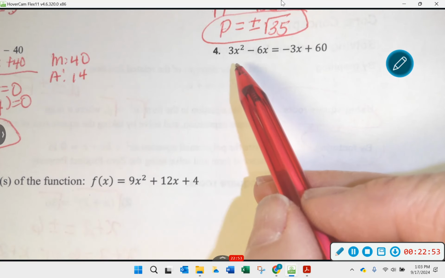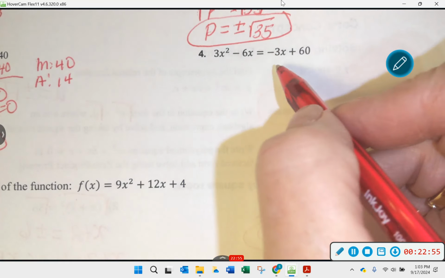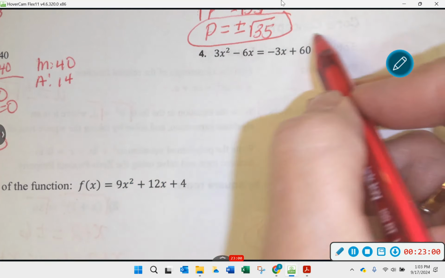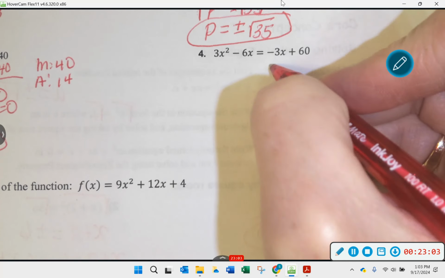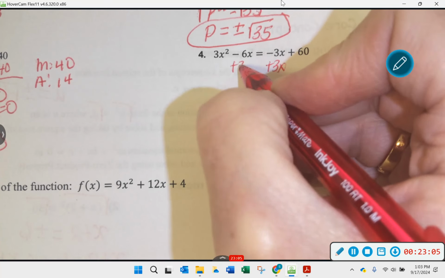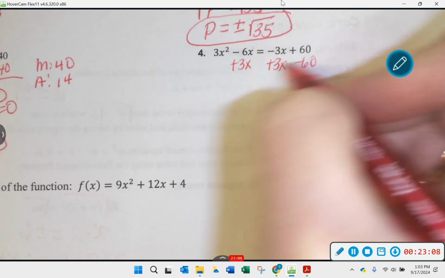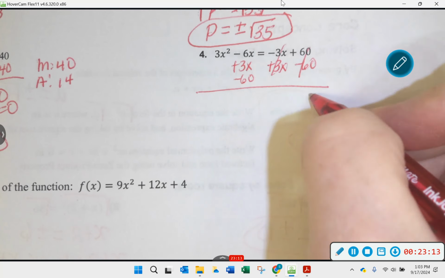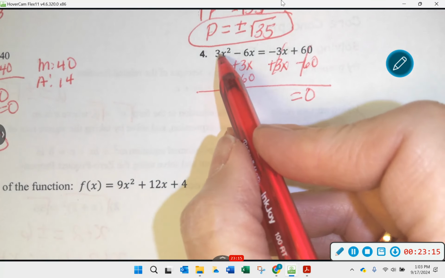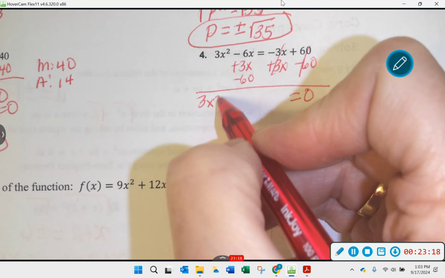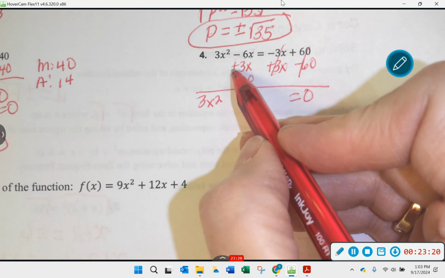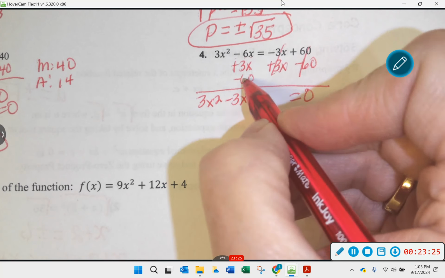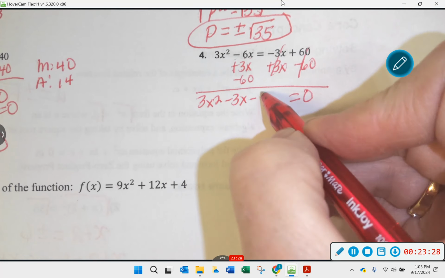Okay, guys, on this problem, number 4, again, we want to get it all set equal to 0. And the reason why is because I can't do square roots. If I could, I would, but can't do it. So I'm going to add 3x to both sides, and I'm going to subtract 60. So these cancel out. I just have 0. Over here, I have 3x squared. I have negative 6x plus 3x. Well, that's minus 3x. The 60 doesn't have any like terms, so it's just minus 60.